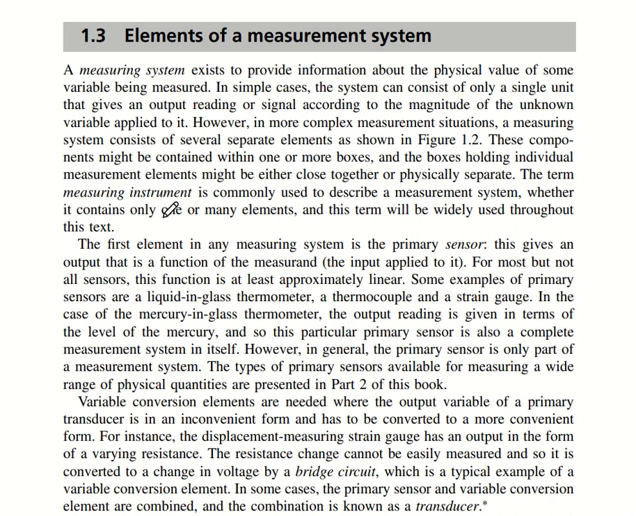These components might be contained within one or more boxes, and the boxes holding individual measurement elements might be either close together or physically separate. The term measuring instrument is commonly used to describe a measurement system, whether it contains only one or many elements, and this term will be widely used throughout this text. Okay, so please be aware of this term, measuring instrument.